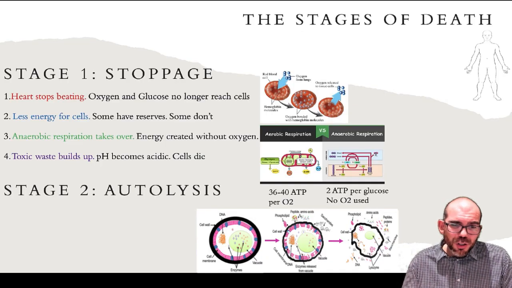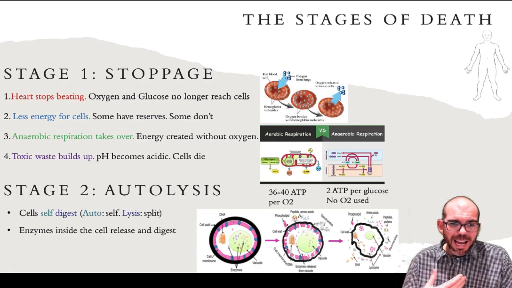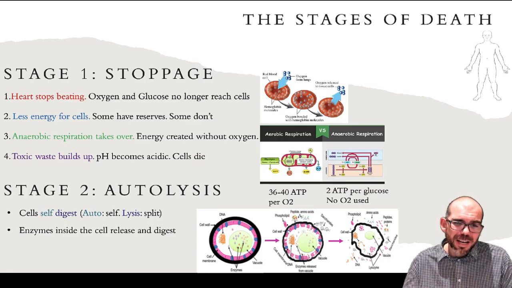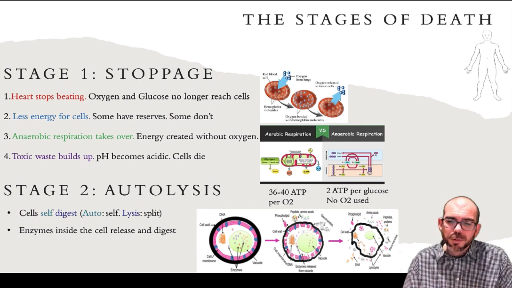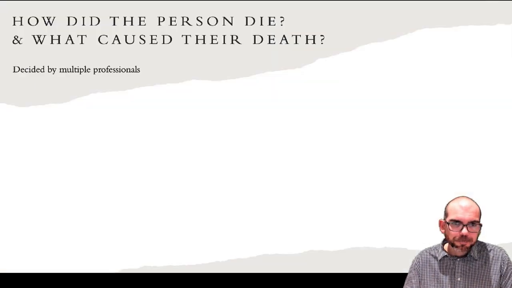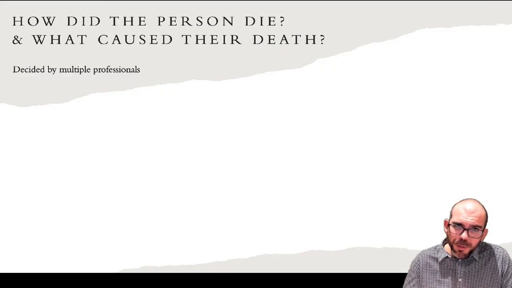After stoppage comes autolysis. Autolysis literally translates to self-digestion. Auto, self; lysis, split. This is when enzymes inside the cells start to release and start digesting the components of the cell itself. You can see in this diagram a cell going from its normal circular structure to being broken down from those enzymes digesting it. So for our purposes in forensics, we want to know, well, how did the person die and what caused their death?